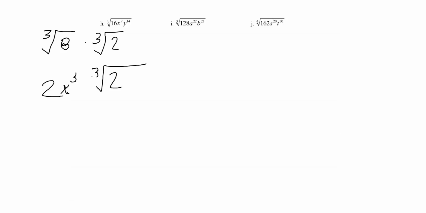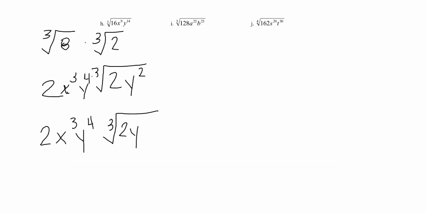And then 3 divides into 14 4 times, so I'll have y to the 4th on the outside. And I have 2 left over, a remainder of 2 when I divide, so I'll have y to the 2nd on the inside. So that's my final answer. It is 2x cubed y to the 4th times the cubed root of 2y squared.